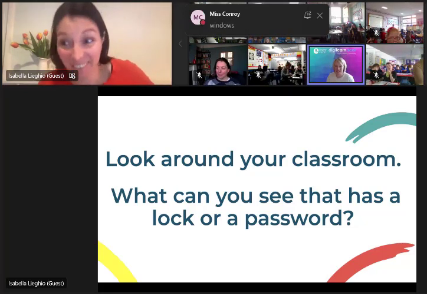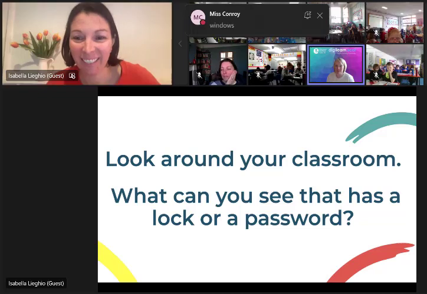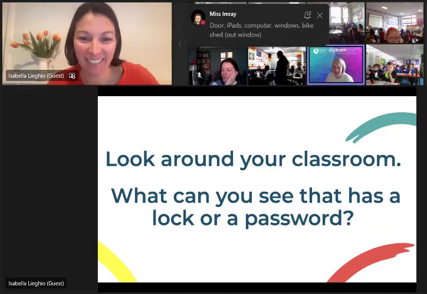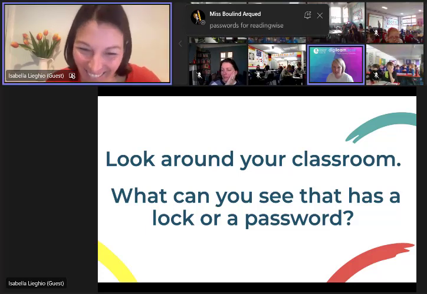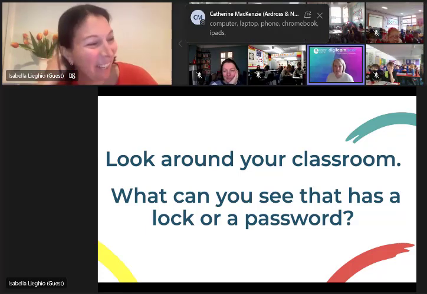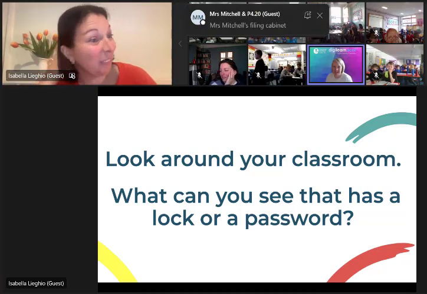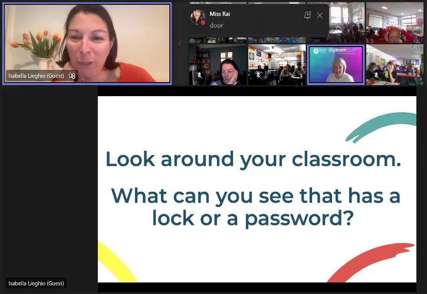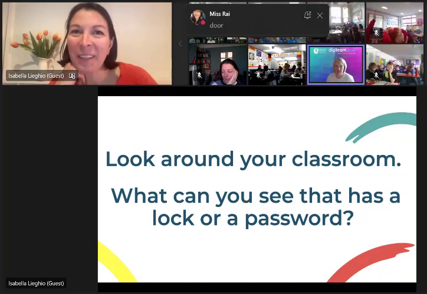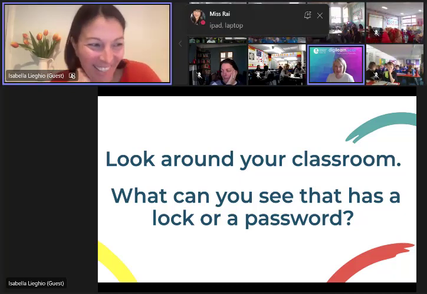Oh, that's interesting. Yeah. Laptops, iPads, windows, lots of locks on the windows in schools. No more teachers have locks on them, so that's really good to hear. We've got passwords for different pieces of software and Chromebooks. And Mrs. Mitchell has a lock on her filing cabinet. Ooh, good one. So that's probably where she keeps all her sweeties, I would imagine.